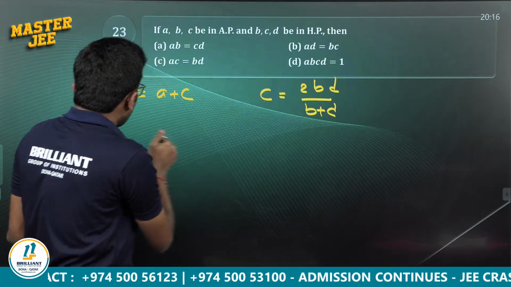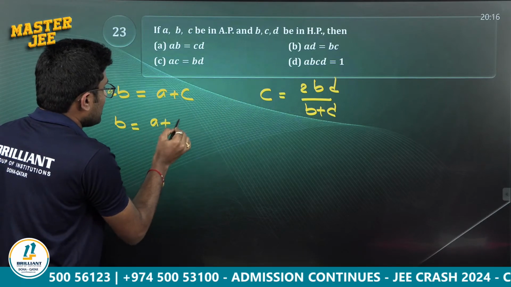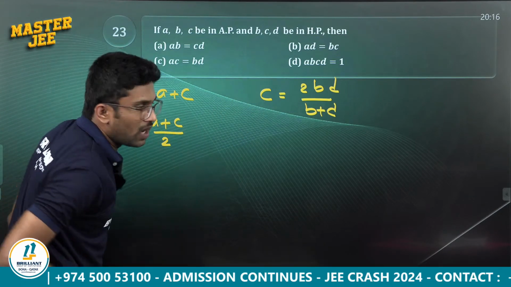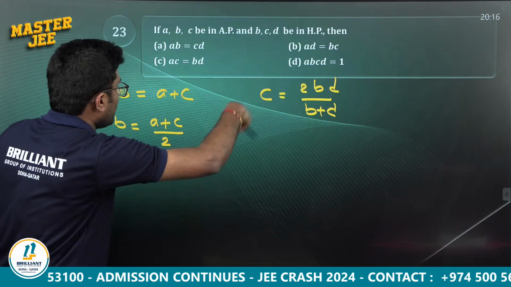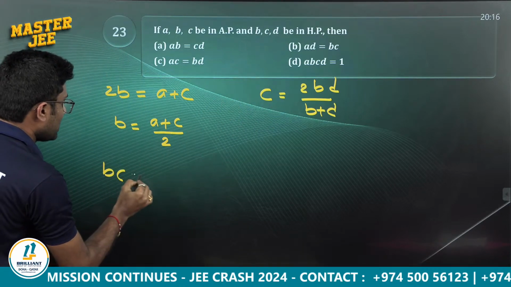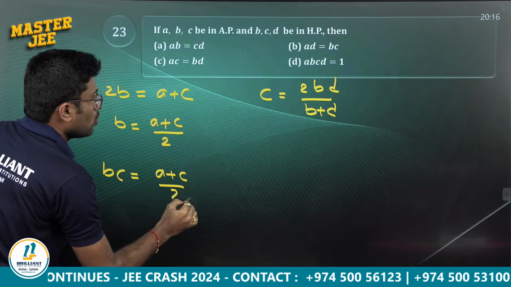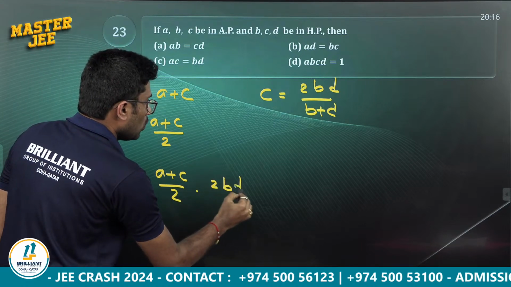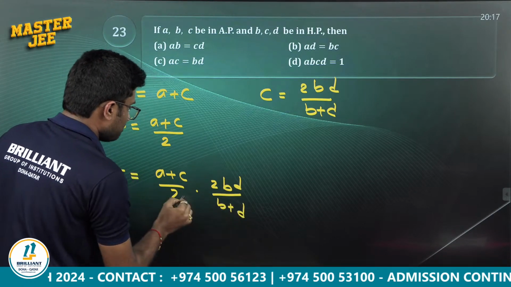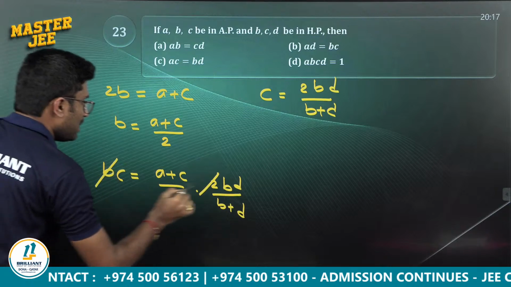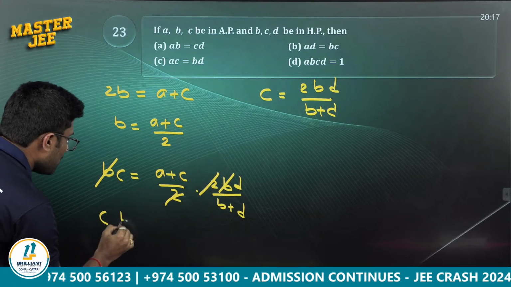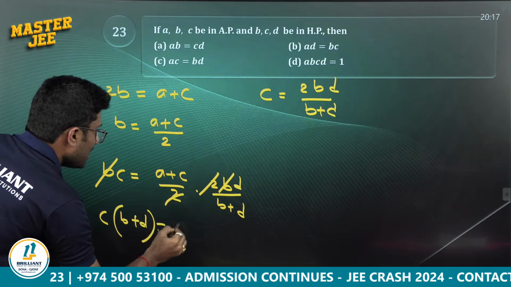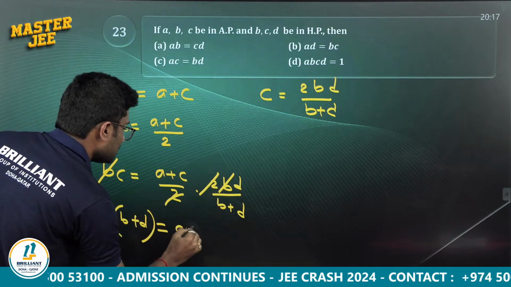From here, 2b is equal to a plus c, so b is equal to half of a plus c. Let me multiply these two equations. So what I get: bc is equal to (a plus c) divided by 2 into 2bd divided by (b plus d). 2 gets cancelled, b gets cancelled. Now c times (b plus d) will be equal to (a plus c) times d.